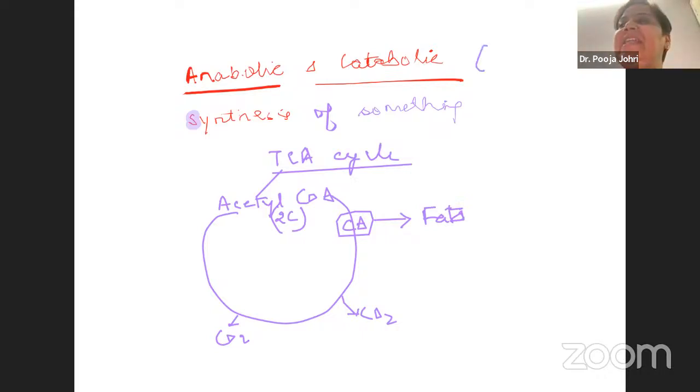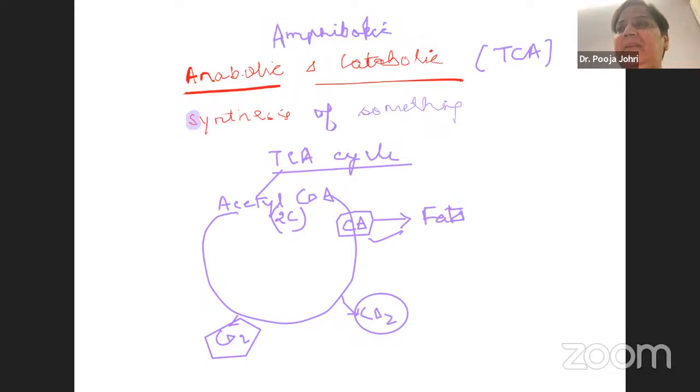So that is why we always say anabolism means formation of something, catabolism means degradation of something, and the TCA cycle is the most appropriate example of this, in which anabolism is there, as I told you, citric acid, which is required for the synthesis of fats. And catabolism is there because one molecule of carbon dioxide is given out here and one molecule of carbon dioxide is given out here, right? And that is why it is also known as an amphibolic pathway. Got my point? Is it clear to all of you?